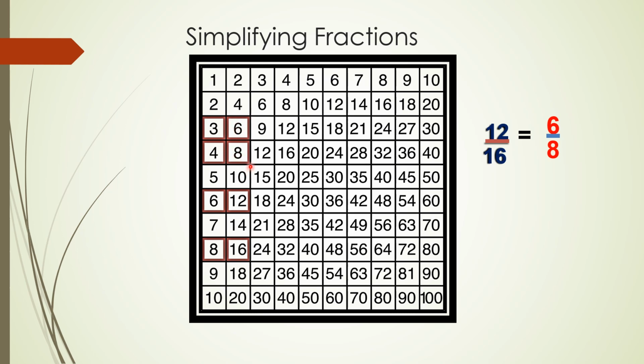Now again follow the same method. Towards the left hand side corner of 6, what is the number? It is 3. And for 8, the left hand side corner of the grid is 4. Therefore 6 by 8 can be further reduced to 3 by 4.